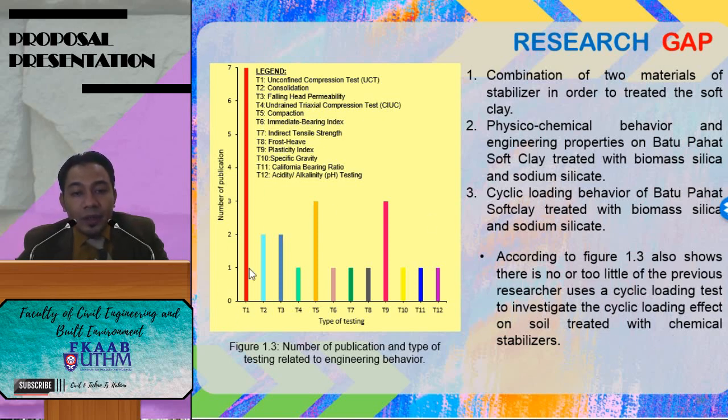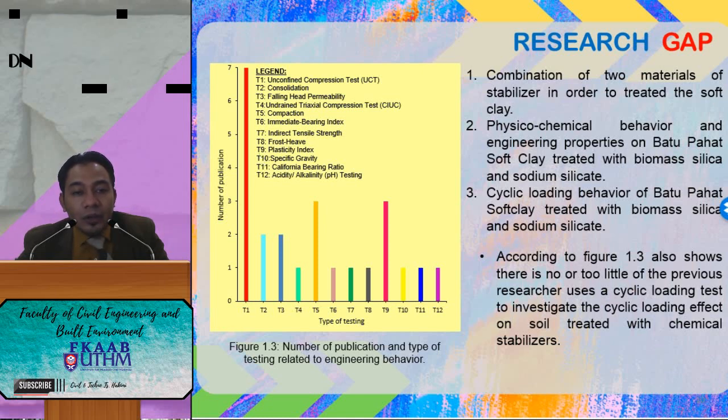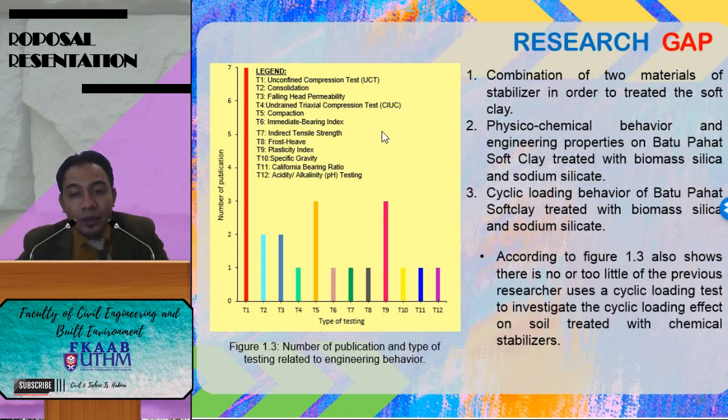So here the most common test is UCT. UCT is a compulsory test to investigate the strength of the soil and to investigate what we call the best proportion, the optimum proportion of the stabilizer.